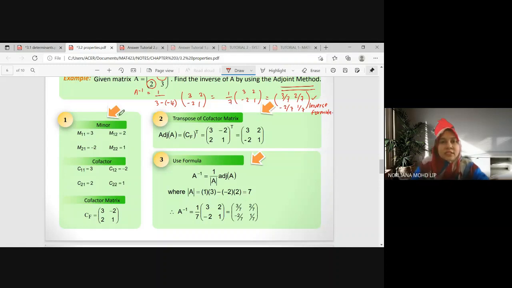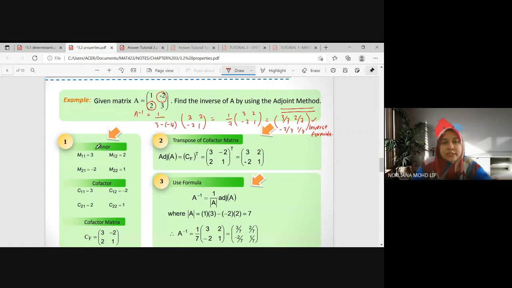Okay, this example is using the adjoint method. So for the adjoint method, we have to find the minor of this matrix A. Okay, how to find the minor?